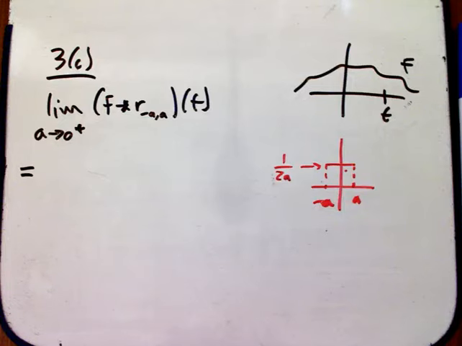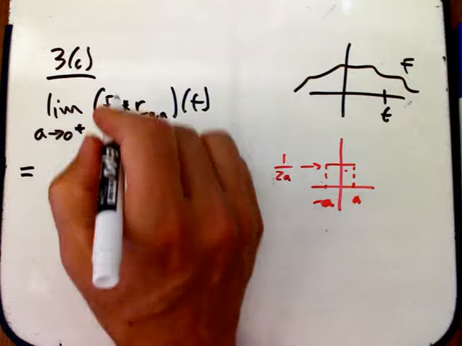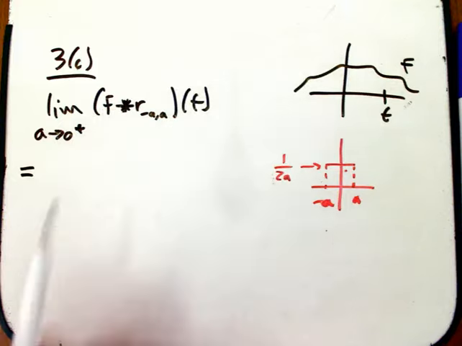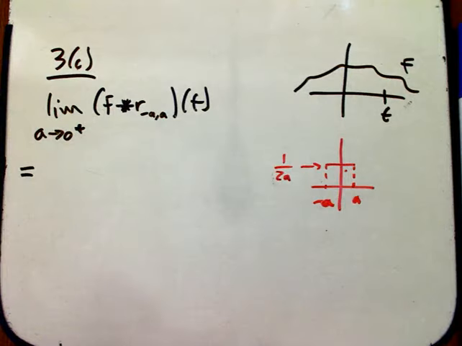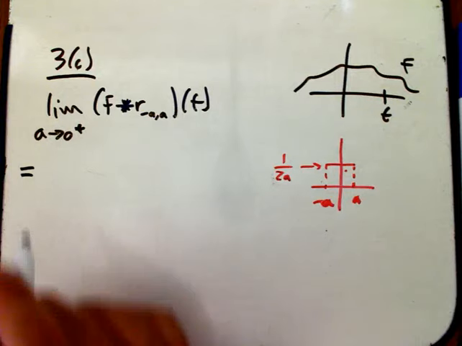Let's continue with problem 3C. This is going to give us a hint of some very important properties of convolutions and relations to another thing that we discovered we wanted to invent, the delta function, or really the delta distribution.